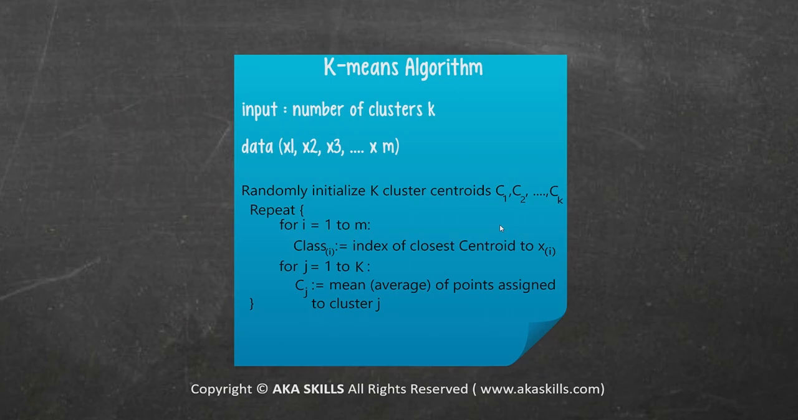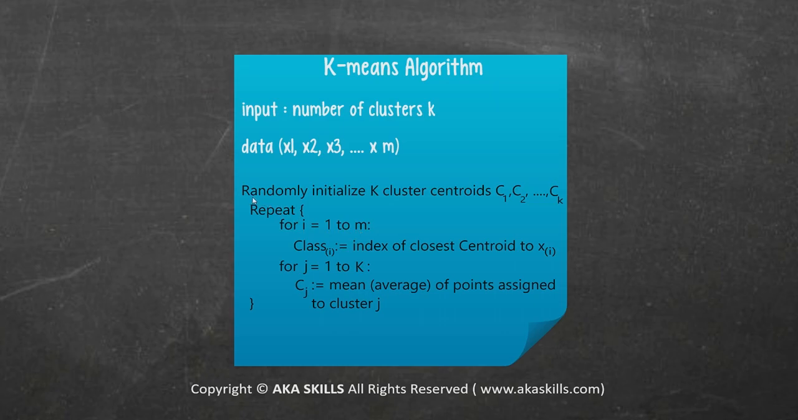Now the k-means algorithm. Again, I'm going to define it more mathematically, not just by drawings. So the input simply is the number of our clusters and the data x1, x2, x3 until xm. So we have m data points, and we have the number of clusters. We choose 3 in our example. It can be any other number.